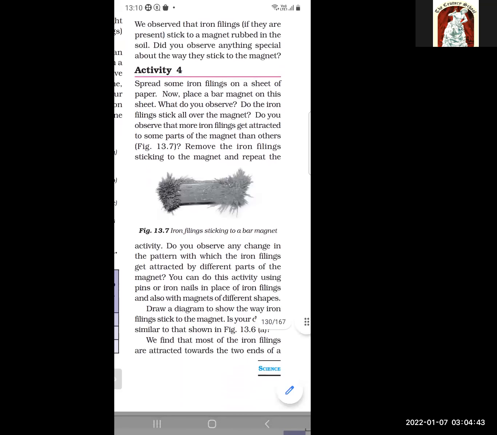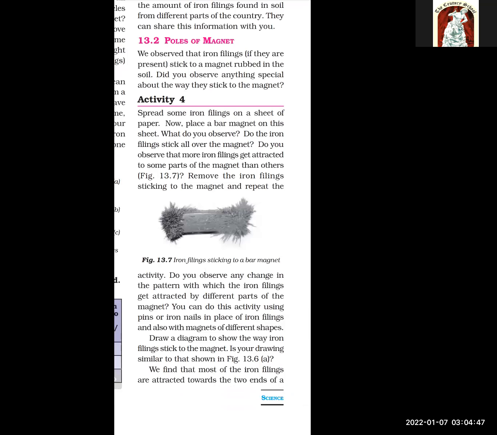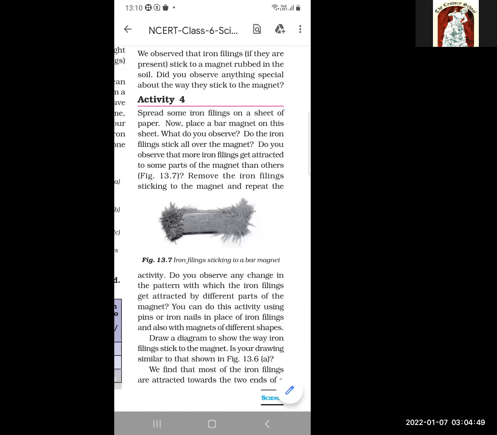A magnet has two poles. First is North Pole and second is South Pole.